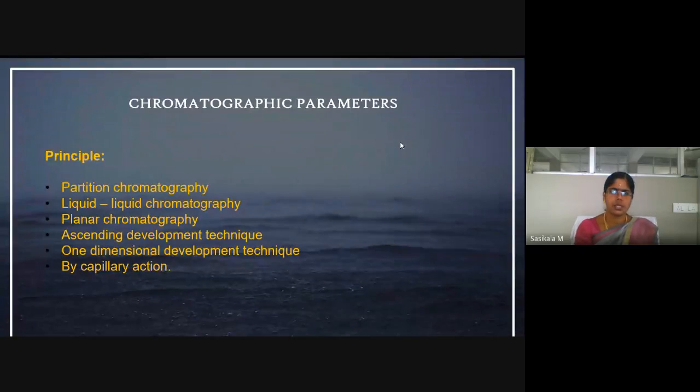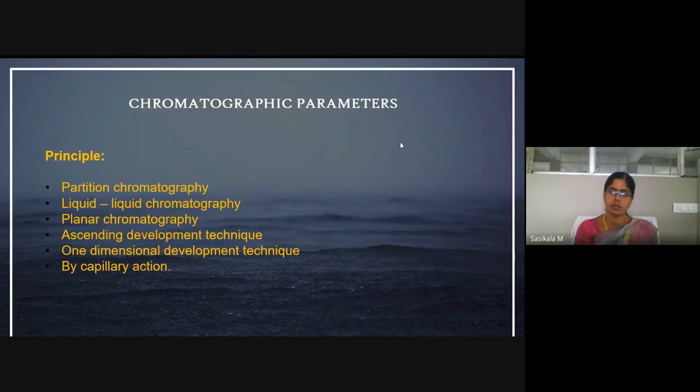And let's move on to the paper chromatographic parameters. What are the different parameters to carry out paper chromatographic analysis? First is the principle behind paper chromatography. It is partition chromatography. Partition means it follows the partition coefficient principle. That means distribution of sample occurs between two immiscible liquids. So it is called liquid and liquid chromatography. The liquids represent the stationary phase and mobile phase here.